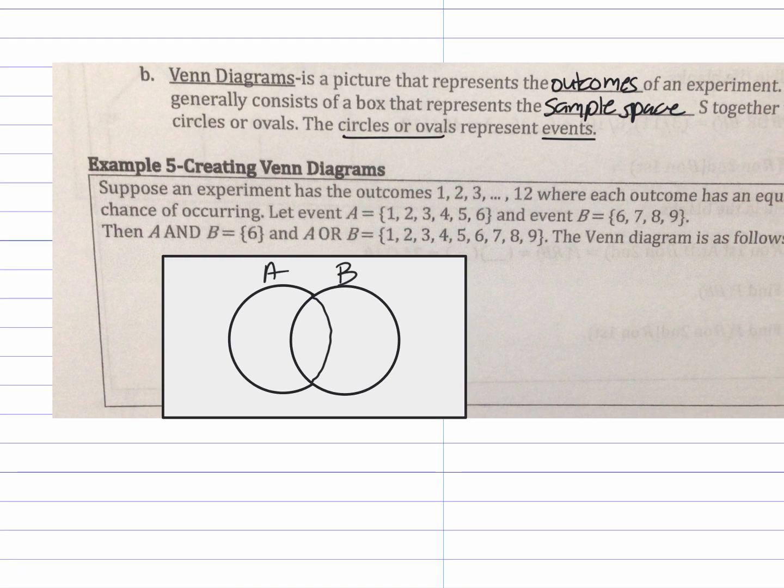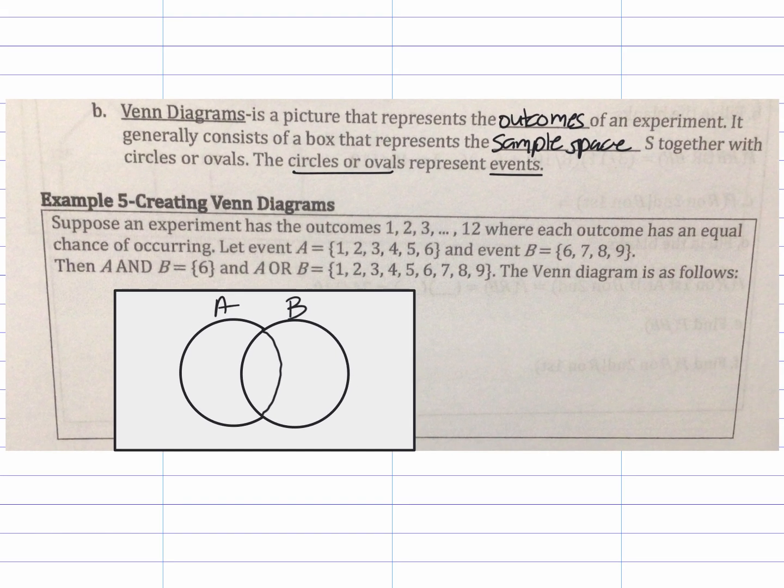And the problem says, suppose an experiment has the outcomes 1, 2, 3, all the way to 12, where each outcome has an equal chance of occurring. Let event A equal 1 through 6 and event B equal 6 through 9. Then A and B equal 6. And since A and B equal 6, that's where I'm going to put 6. A or B is 1 through 9. So that means in A, I'm just going to put the numbers that belong here.